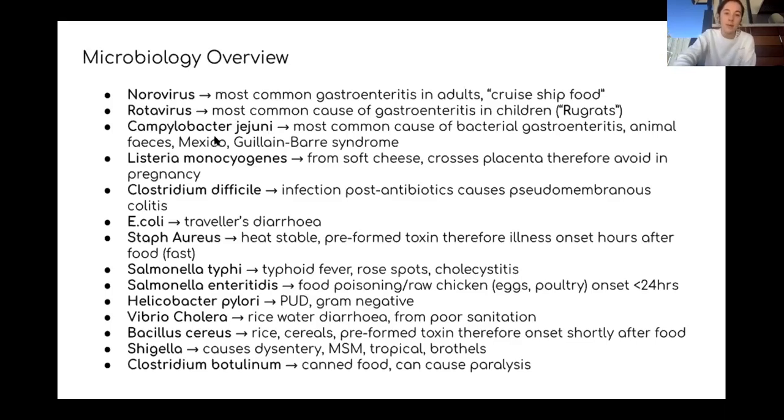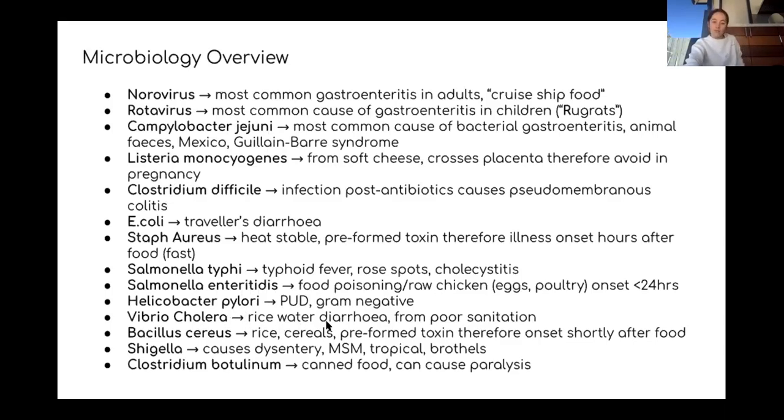Then Campylobacter is the most common. Listeria is your soft cheeses, your cantaloupe, your issue in pregnancy. C. diff is after you've had antibiotics. E. coli is travellers. Staph aureus, I don't know much about Staph aureus diarrhea, to be honest. Salmonella is like overseas kind of things. Salmonella enteritidis is your chicken. H. pylori is your peptic ulcer disease.